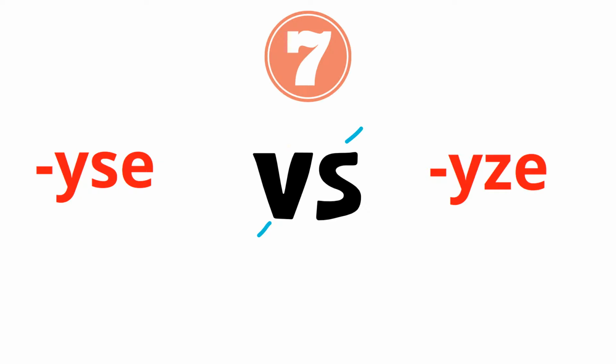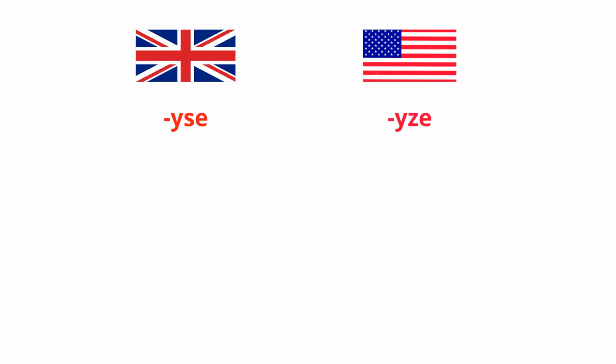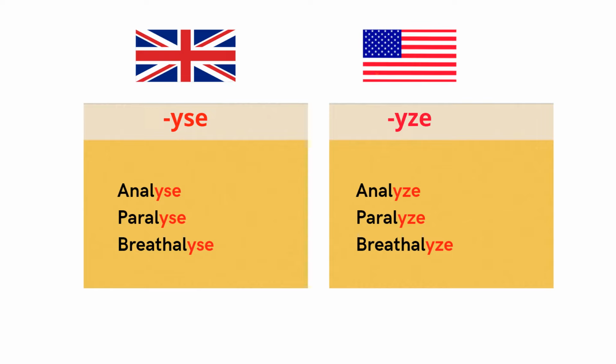Spelling difference number 7. YSE versus YZE. The YSE ending is only acceptable in British English, while in American English, YZE is the only valid ending. So let's check out the following examples. Analyze, paralyze, breathalyze.